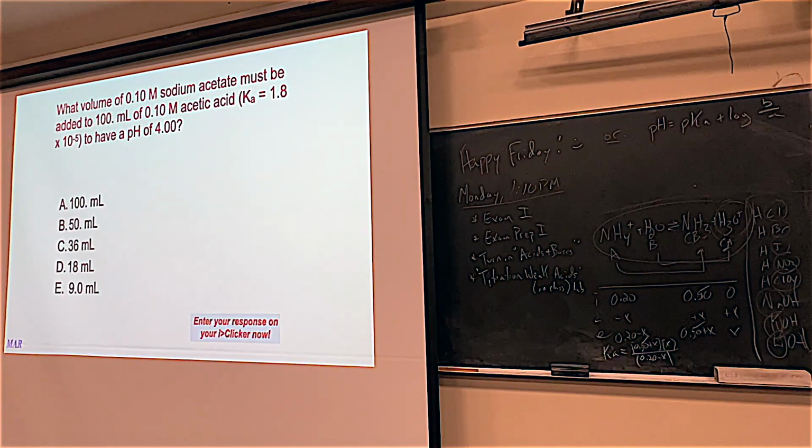Okay, here's another problem now, but a different buffer system. We have sodium acetate and acetic acid. We have a Ka. In this combination, we want a buffer with a pH of 4. And we have this much acetic acid, and we want to know how much sodium acetate we need to make this pH equal to 4. There's a couple different ways to solve this, all right? I'll talk about it in a little bit. See what you can do here. Remember, this is a little different kind of system than we used.